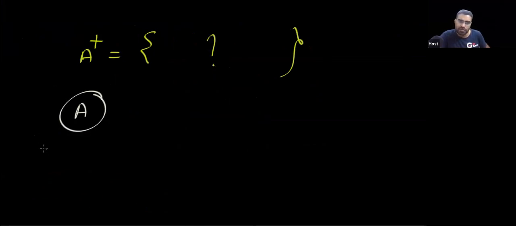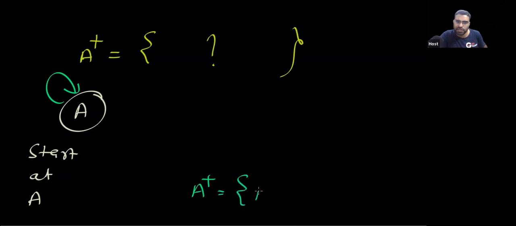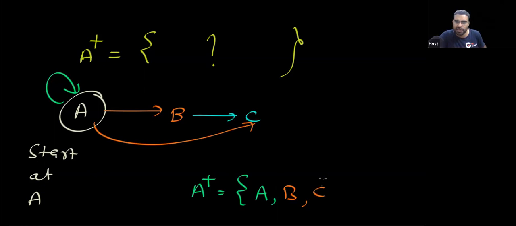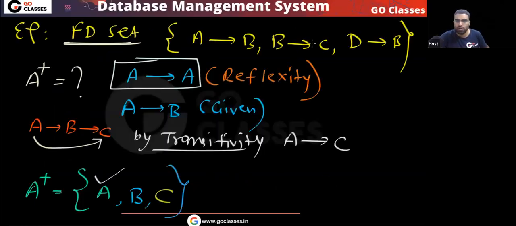What is happening here? I want the closure of A. So I will start at A. Reflexivity means that A will determine A. By reflexivity, A will determine A. It is given that A determines B, and it is given that B determines C. So transitively, A determines C. But you cannot reach D. Yes or no? You cannot determine D. Is this understood?